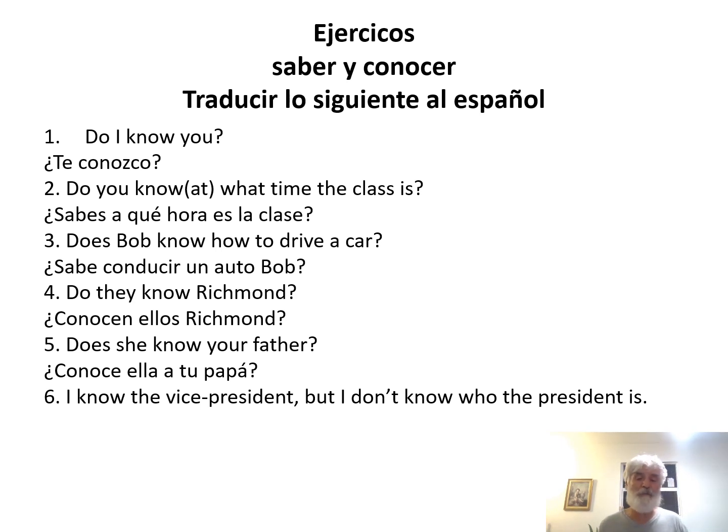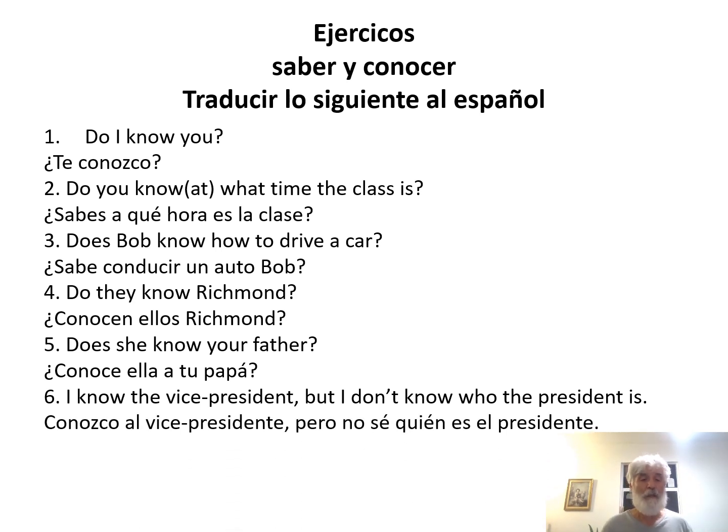And then let's look at this last one, just a brain twister. I know the vice president, but I don't know who the president is. So here we're saying, I know the vice president. That's going to be conocer. I'm familiar with him. I've met him. But I don't know who the president is. And that could possibly happen. You don't know the factual thing, so it's going to be saber. So it's conozco al vicepresidente, pero no sé quién es el presidente.